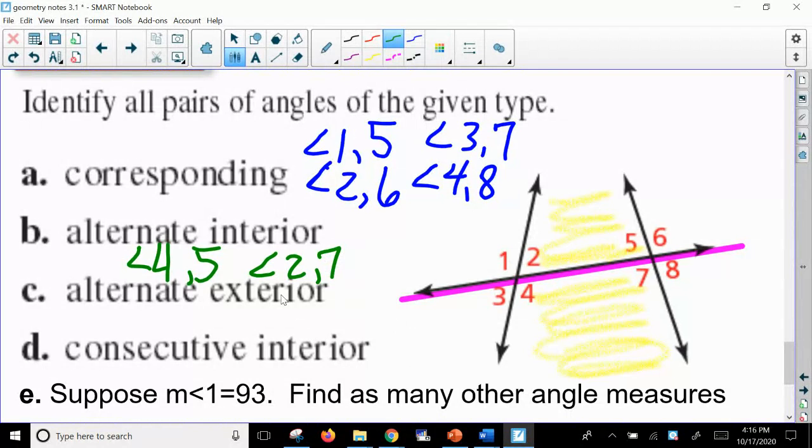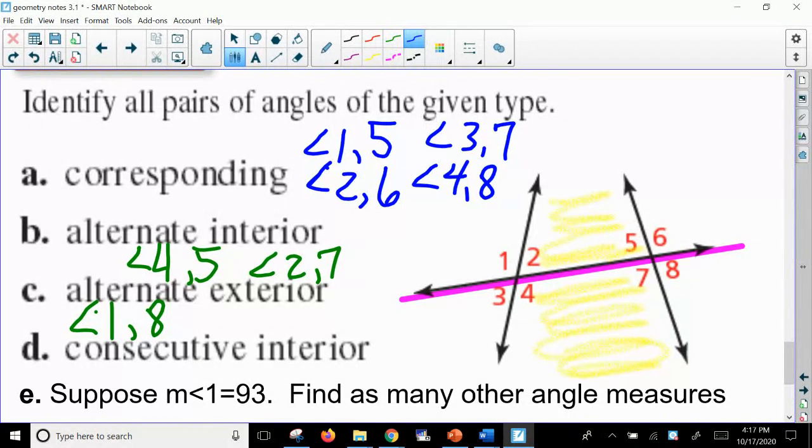Alternate exterior. So exterior is not in the yellow region. The yellow region is the interior. So we're looking at 1, 3, 6, 8, which are all on the exterior, but they're alternate. That means on different sides of the transversal, but they cannot have the same vertex. So if I look at angle 1, on the opposite side, not angle 3, angle 1 and 3 have the same vertex, but angle 1 and 8 do not have the same vertex. So angle 1 and angle 8 are alternate exterior.